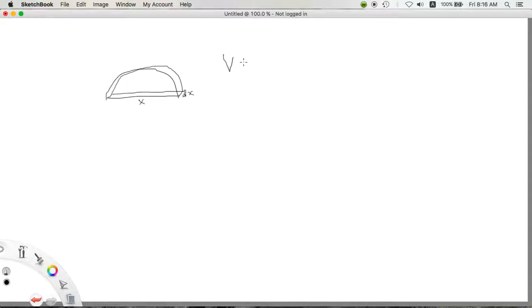Remember, the volume of any kind of prism is the area of the base times the height. Before, on the last example, we had a rectangle, so length times width was the area of our base. So we just need to find what the area of the base is. Well, this is half of a circle, so half of a circle is pi r squared. So half times pi times what's the radius?